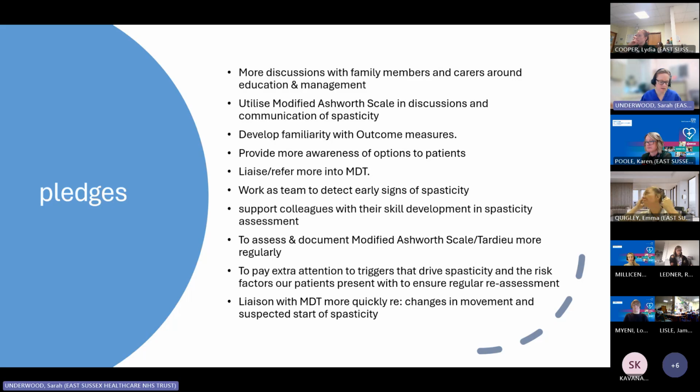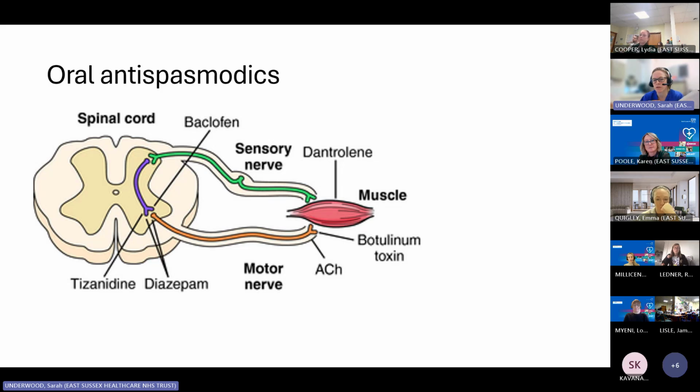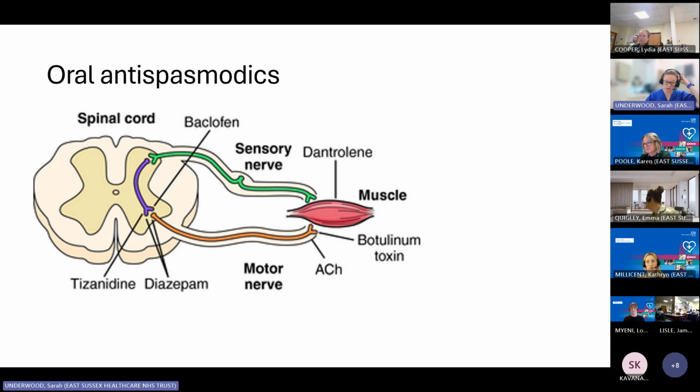So we're going to move on to content this morning. I'm going to start off by looking just at the oral antispasmodics. Okay, so there are a number of different oral antispasmodics, and they work at different levels. The majority of oral antispasmodics are taken in an oral form, as the name suggests, so they're going to have systemic effects. So they're not going to target individual muscles, which is why they're more commonly thought to be appropriate for global spasticity.